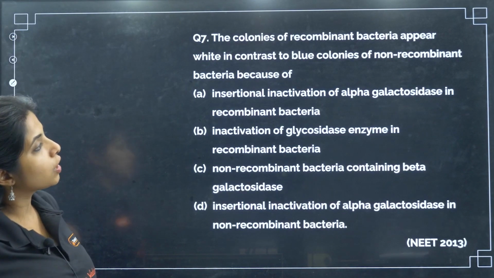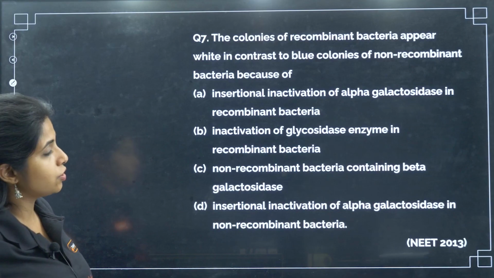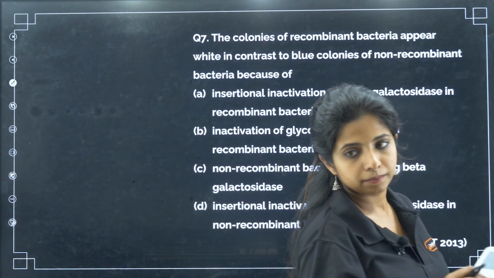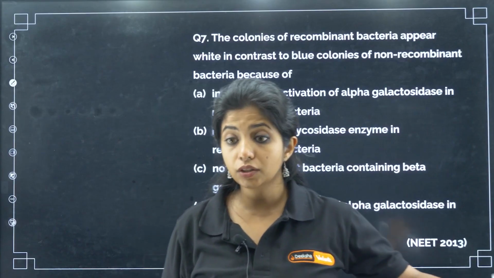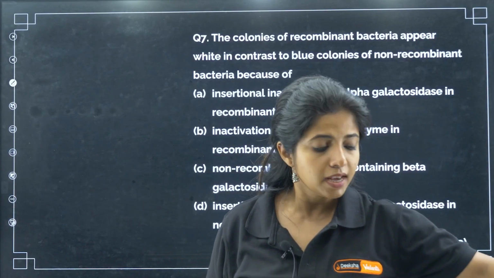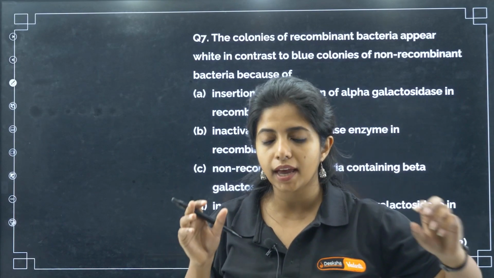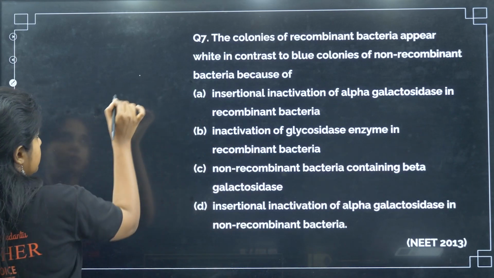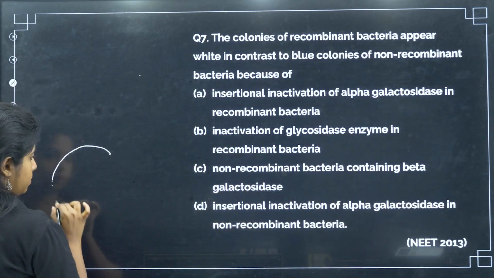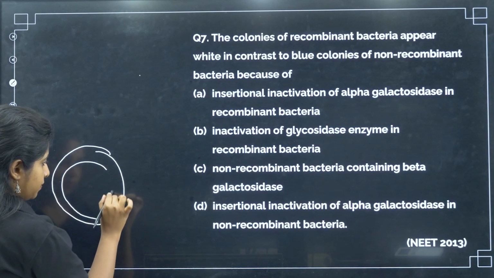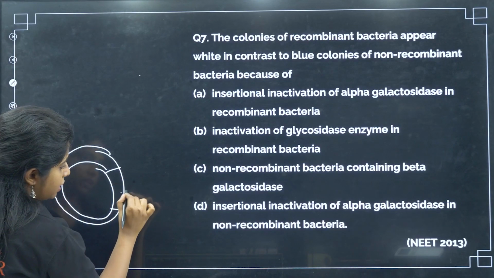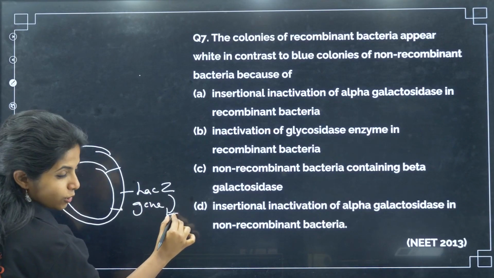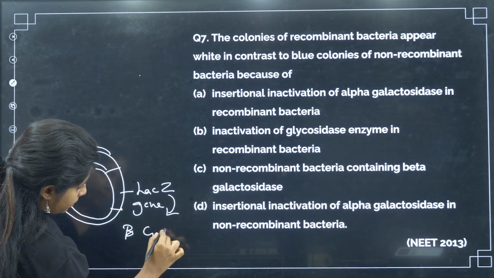Now, the colonies of recombinant bacteria appear white in contrast to blue colonies of non-recombinant bacteria. Because of what? Recombinant as in the one that has a new combination, I have made some changes in there. For example, I have a plasmid. This is a plasmid, my darling children, and this plasmid had a lacZ gene, and Z codes for beta galactosidase.